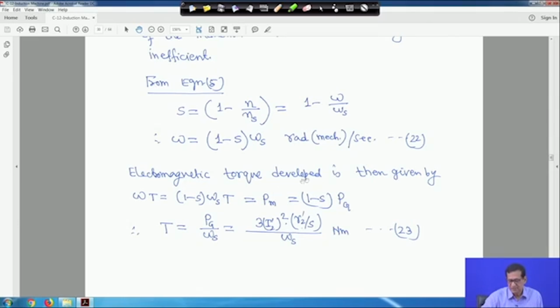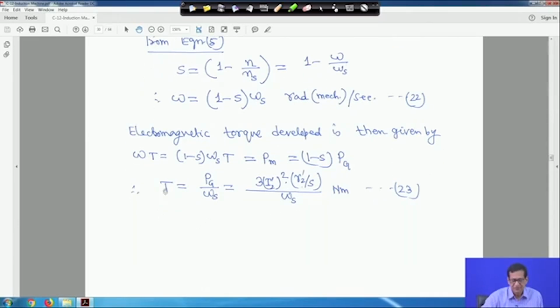Now, electromagnetic torque. You know, power is equal to torque into angular speed, this relationship you know. So, electromagnetic torque developed is given by, if omega is equal to 1 minus S omega S, both sides you multiply by T, right. That means omega T will be 1 minus S omega S T. If you go back to the schematic diagram of the stator rotor, where F1, F2, Fr and torque, the direction of torque, everything is pointed out. I am not going back again, just look into that.